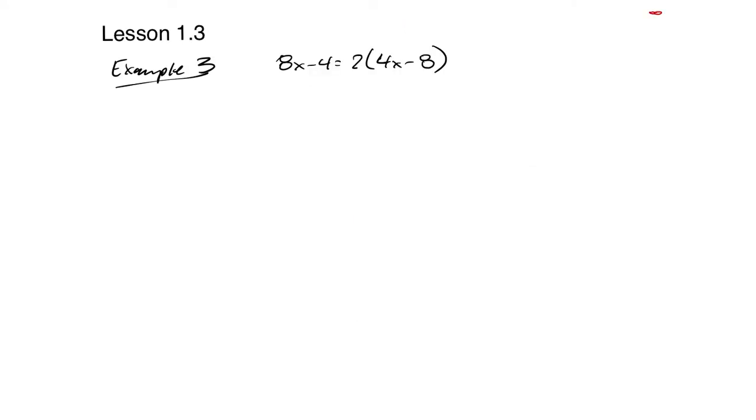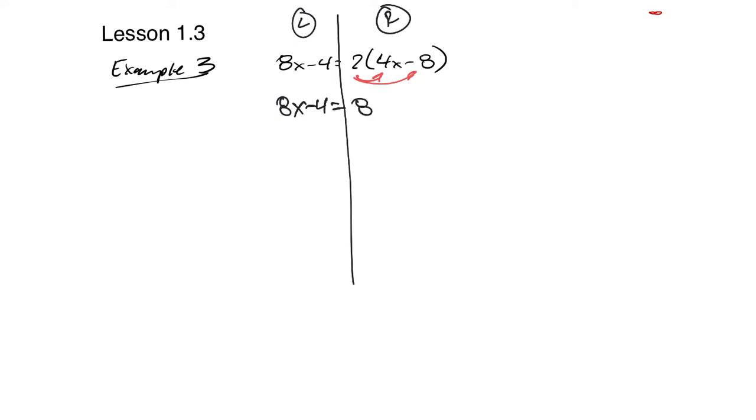Sample problem number 3. Very similar to the last ones we've done. We're going to go a little quicker. First thing I do is distribute here. Okay, so I'm going to rewrite my equation. 2 times 4x is 8x. 2 times negative 8 is negative 16. I'm going to subtract 8x from both sides.